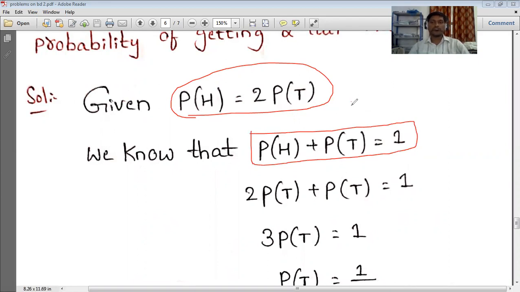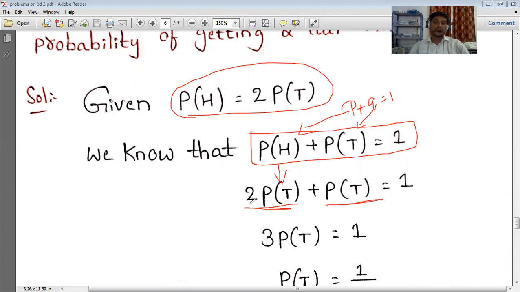So this we are simply writing as P plus Q is equal to 1. Generally we write P plus Q is equal to 1, with P representing probability of heads and Q representing probability of tails. So P of heads plus P of T is equal to 1. Then we already know that P of H is equal to 2 into P of T. So that one we are substituting in place of P of H. So in place of P of H we substituted 2 into P of T, and we wrote P of T as this. So this is equal to 1.